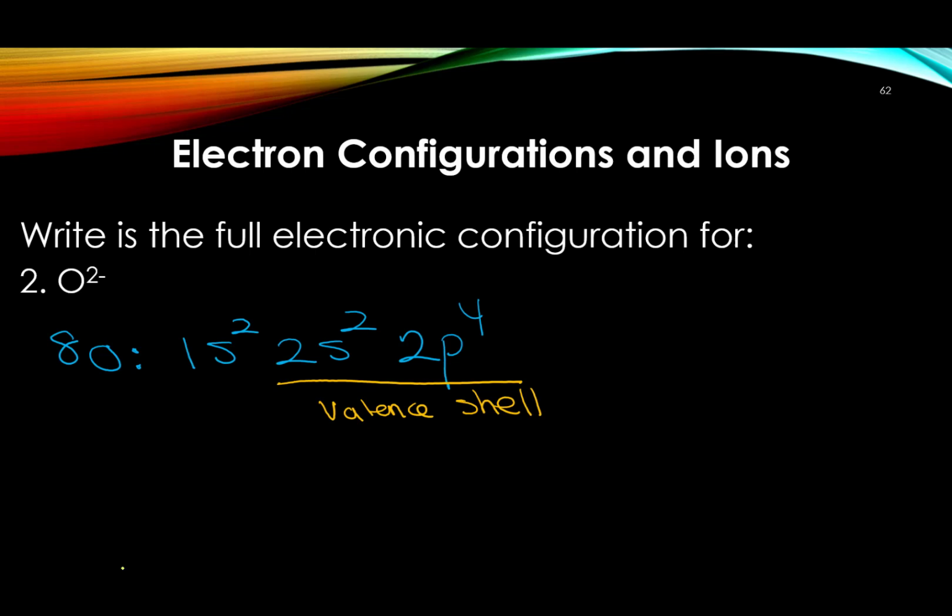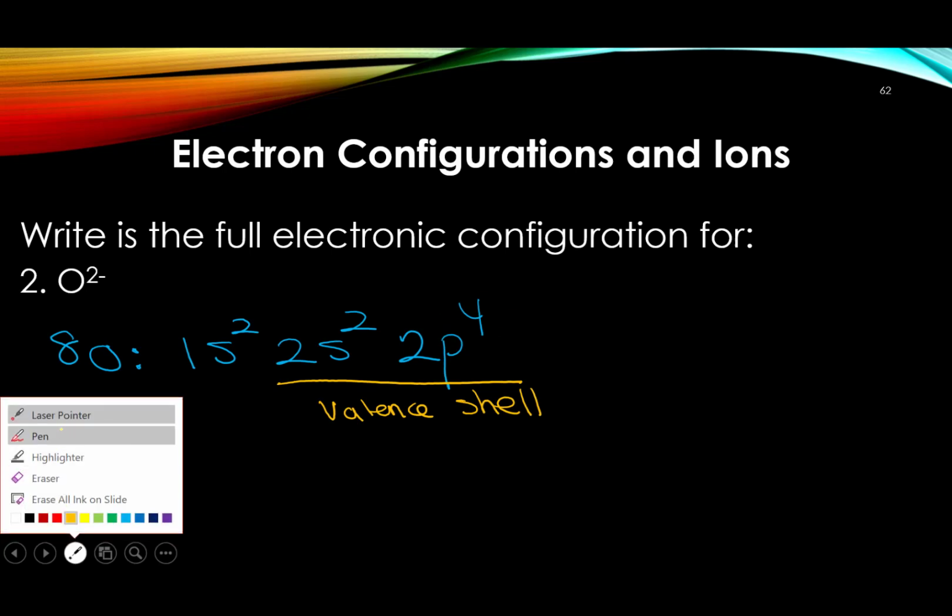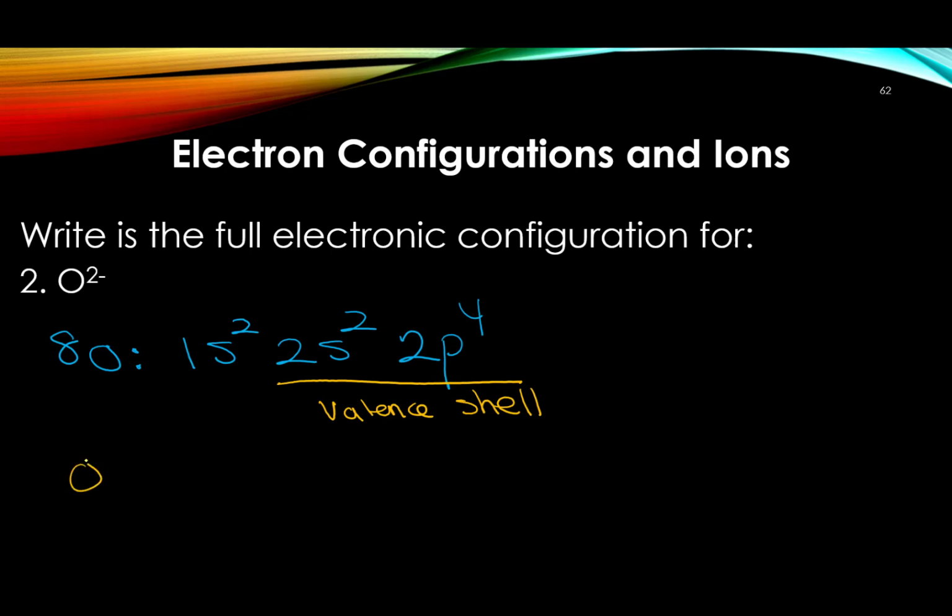Where are we going to add it? We cannot add it to 2s because it's already full. Where can we add it? We're going to add it to 2p. And for oxygen ion, this is the electronic configuration for oxygen ion.